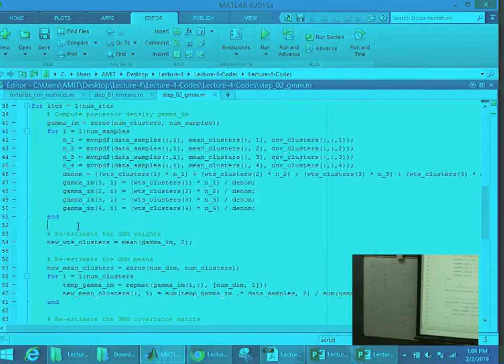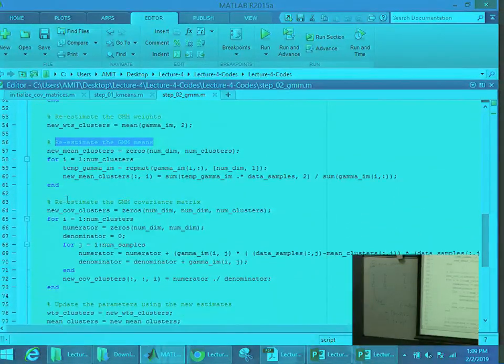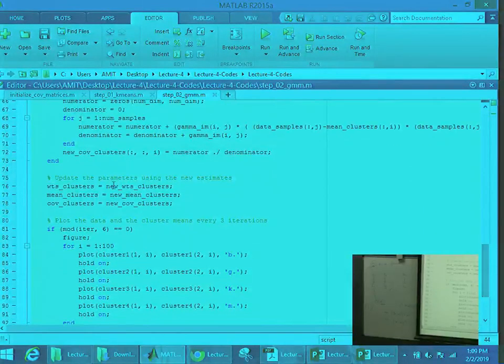Once the gammas are calculated, you compute the weights, which is nothing but the average, and you compute the means, which is nothing but the weighted average of all the samples, with weights being the posteriors. And the covariance matrix is the weighted average of outer products of every vector, with the weights being the posteriors. Once done, you update the values and do this procedure again. And I am plotting every 6 iterations. Let's see how it is advancing.